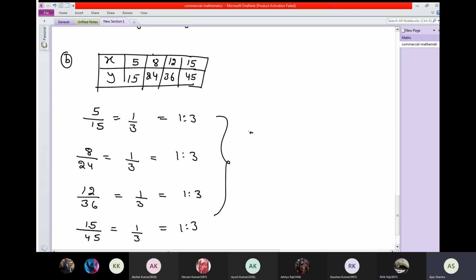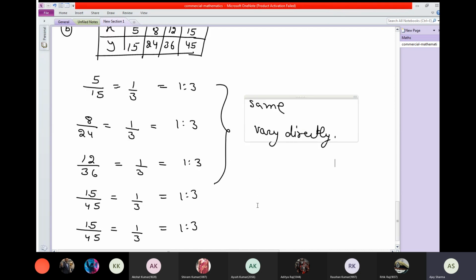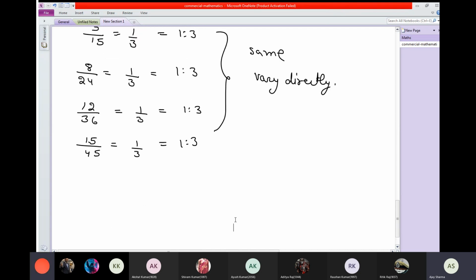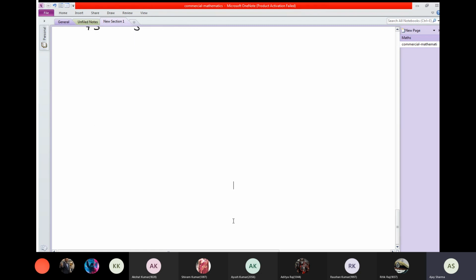Now what do you see? All these ratios are the same. So these x and y vary directly. Clear? Is this point clear or not? How do we check whether two variables vary directly or not? Does anyone still have any doubt in the first question? You may ask again.